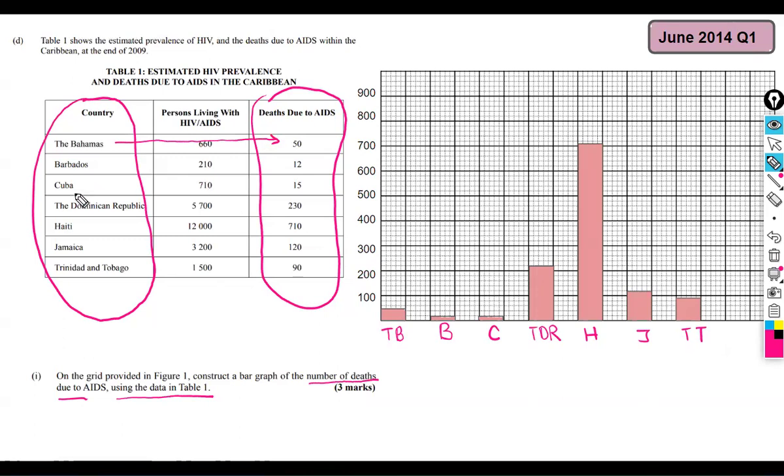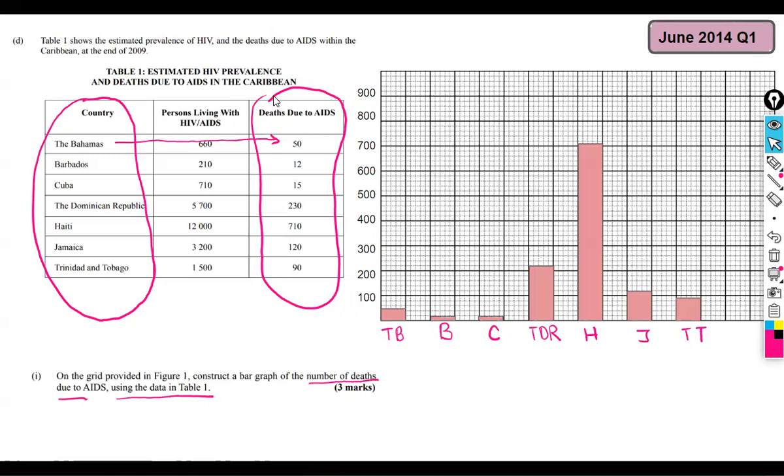For Haiti, it's how much? 710. For Haiti, look here, 700, and the bar graph is a little higher than 700. So that's 710. So let me know in the chat. Are you in agreement with my bar chart? Great.